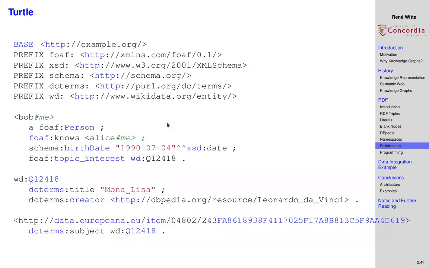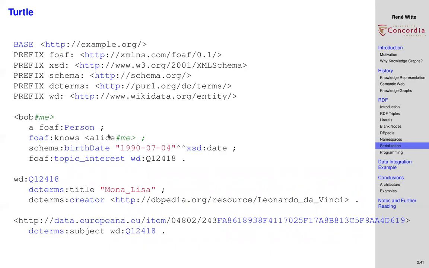Let's look at the Turtle format. This is the one that's used mostly for development purposes when you need a file that's readable by humans. So first, you can see that we can have these prefix declarations that I mentioned earlier.